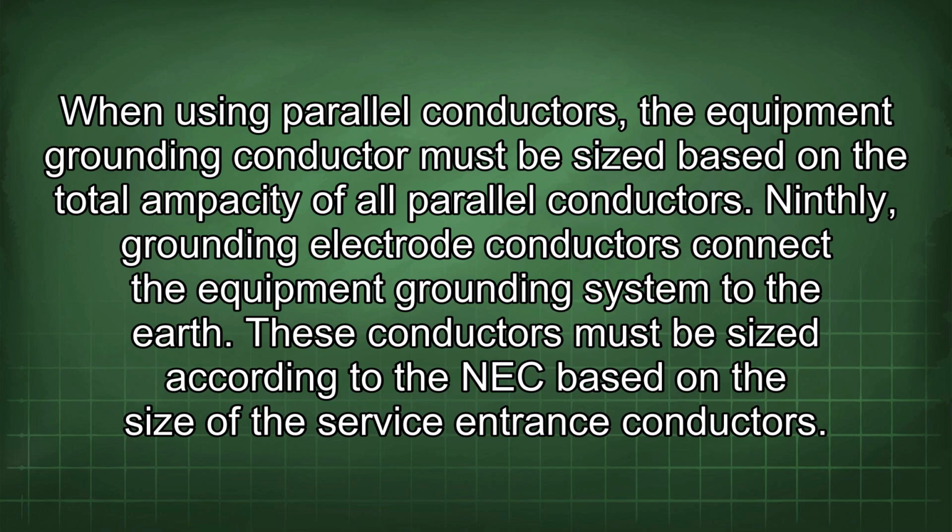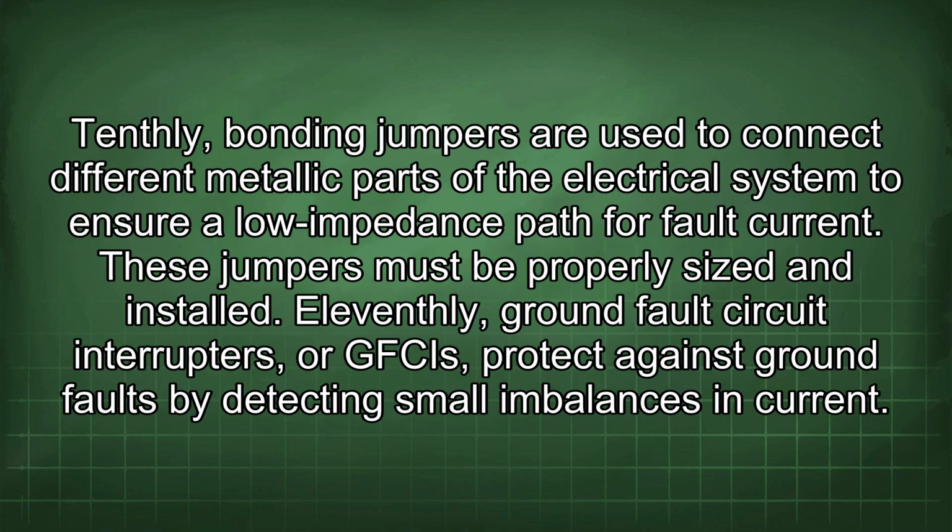Ninthly, grounding electrode conductors connect the equipment grounding system to the earth. These conductors must be sized according to the NEC based on the size of the service entrance conductors. Tenthly, bonding jumpers are used to connect different metallic parts of the electrical system to ensure a low impedance path for fault current. These jumpers must be properly sized and installed.